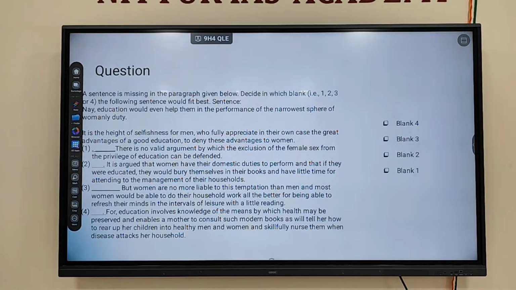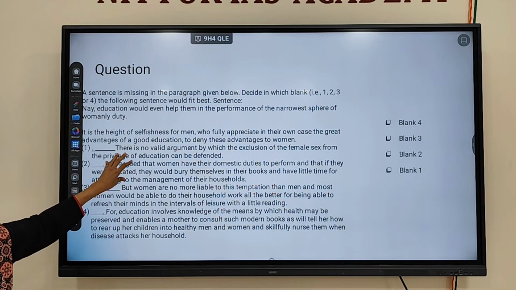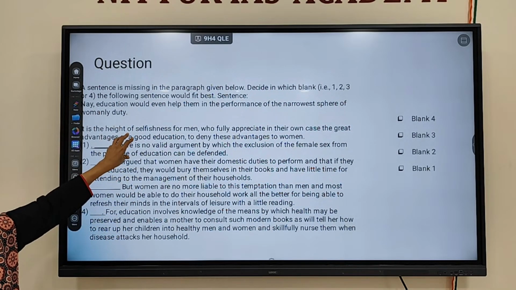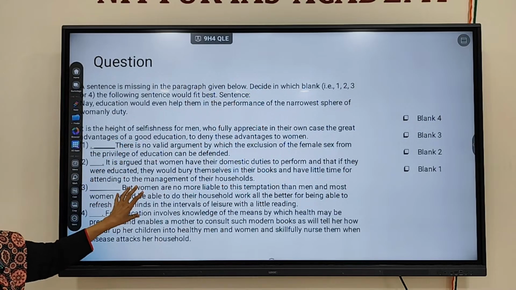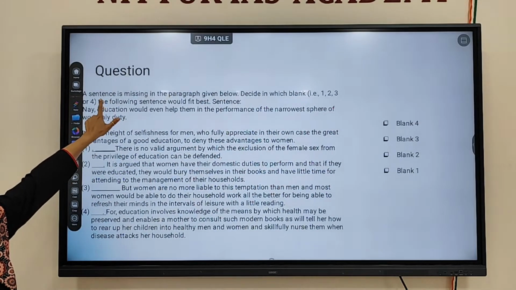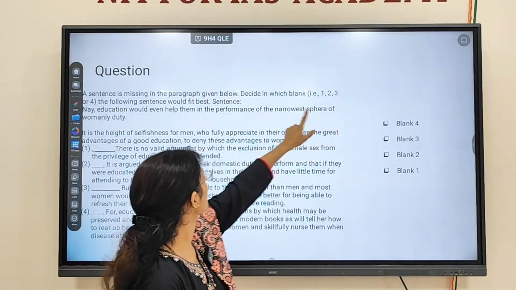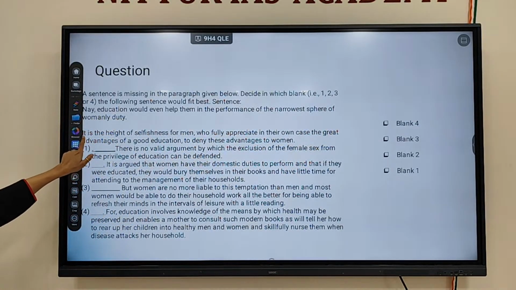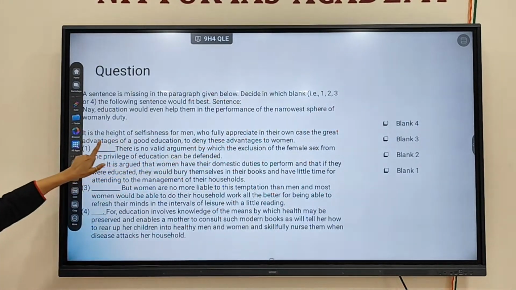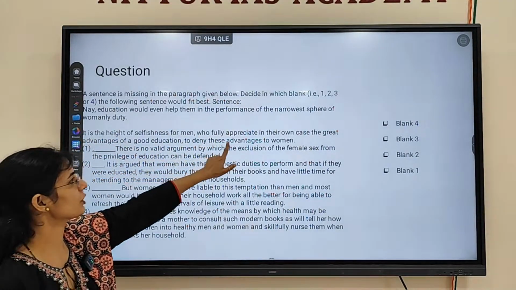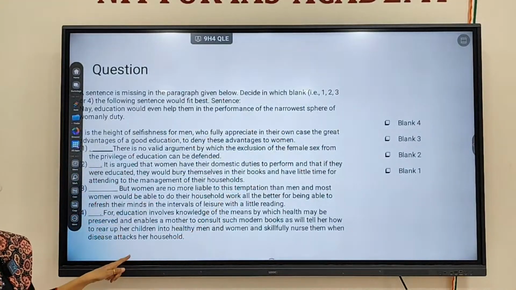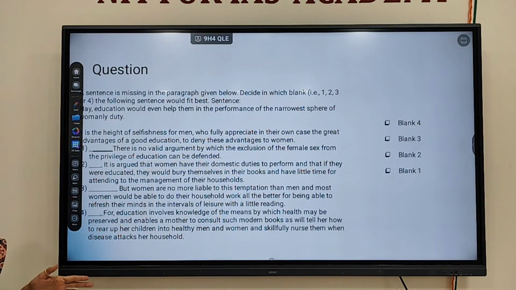Quite a few good points, right? It is stating the merits of education. It is saying it is no exclusion, and it is saying do it in your free time. Full schooling is not necessary. Considering the opening sentence, even help them in the performance of the narrowest sphere of womanly duty. It is the height of selfishness for men who appreciate in their own case the great advantage of good education to deny these advantages to the women. So he's saying we should not deny this education to a woman.